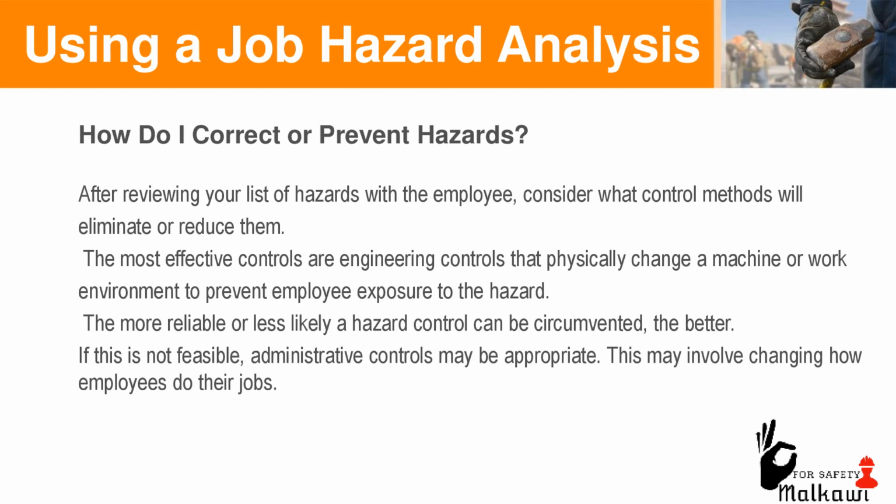Using a job hazard analysis. How do I correct or prevent hazards? After reviewing your list of hazards with the employee, consider what control methods will eliminate or reduce them. The most effective controls are engineering controls that physically change a machine or work environment to prevent employee exposure to the hazard. The more reliable or less likely a hazard control can be circumvented, the better. If this is not feasible, administrative controls may be appropriate. This may involve changing how employees do their jobs.